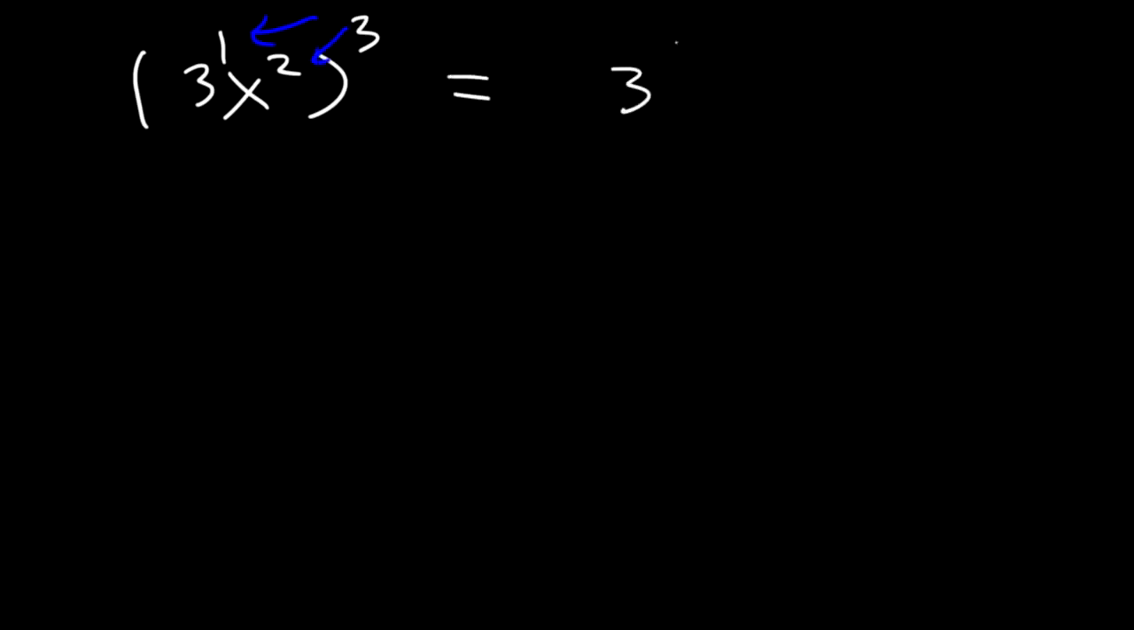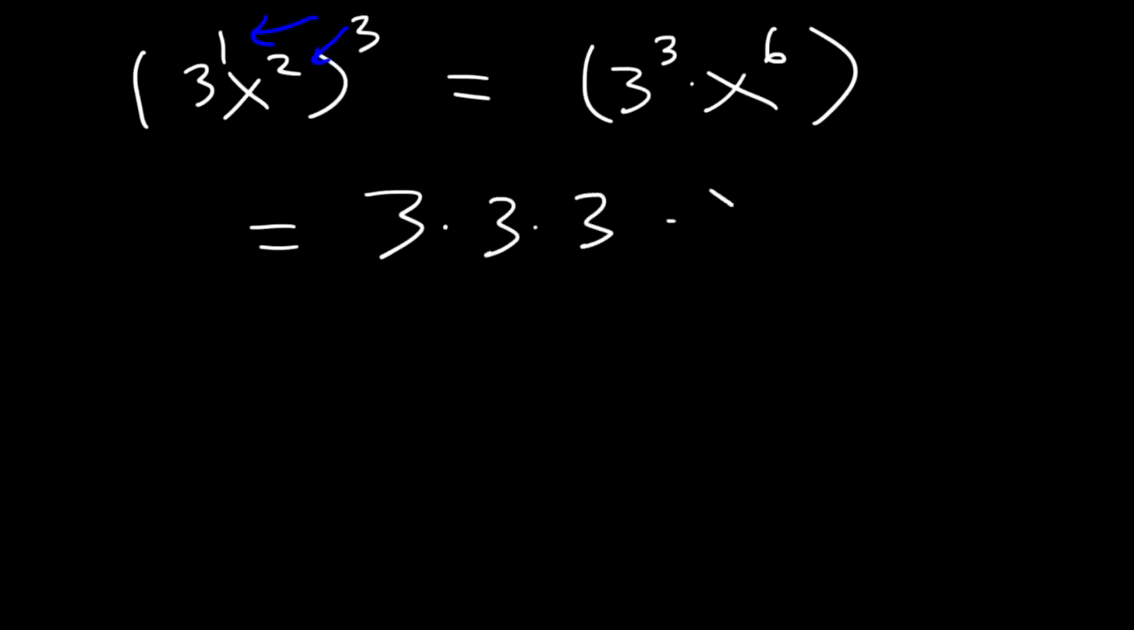So 3 times 1 is 3, and 2 times 3 is 6. So this is 3 to the 3rd times x to the 6th. So what's 3 to the 3rd? 3 to the 3rd is 3 times 3 times 3. 3 times 3 is 9, and 9 times 3 is 27. So the final answer is 27 times x raised to the 6th power.